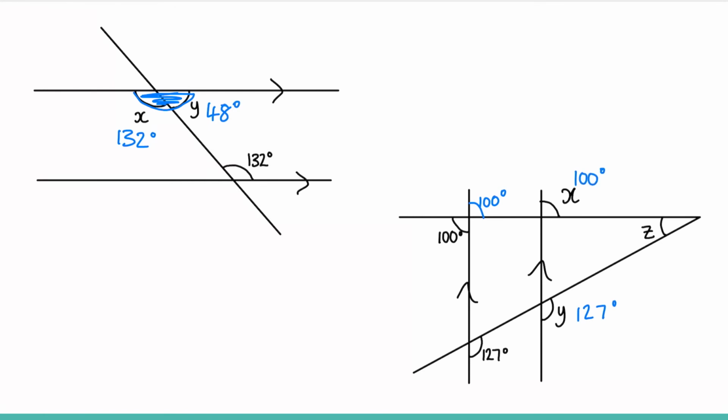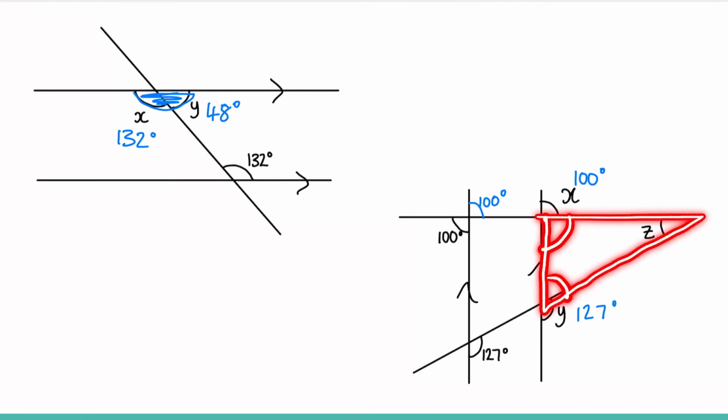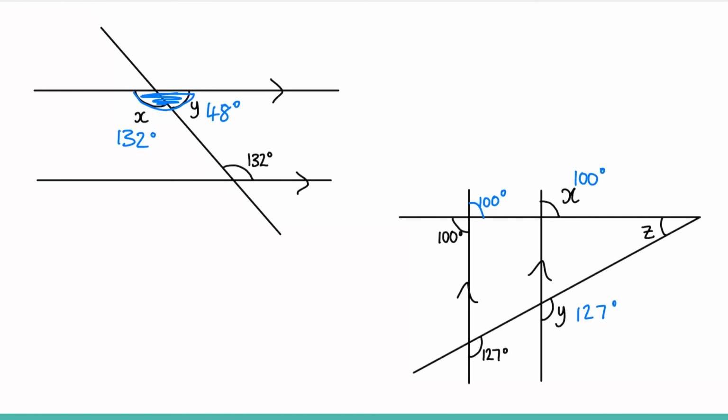Now to find Z, the only thing that I've got there is a triangle. So I'm going to need to know both of the bottom angles to be able to find Z. But I can use the straight line, so both of these lie on a straight line, so I can find the bottom angle on the top, or the top left angle of that triangle. So that must be 80 degrees if they both add up to 180.